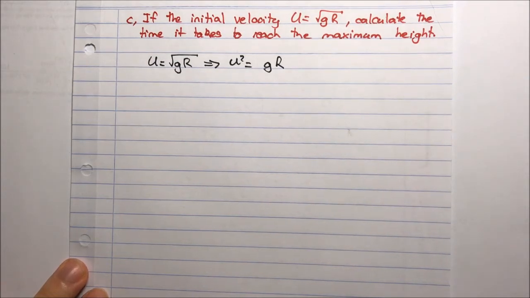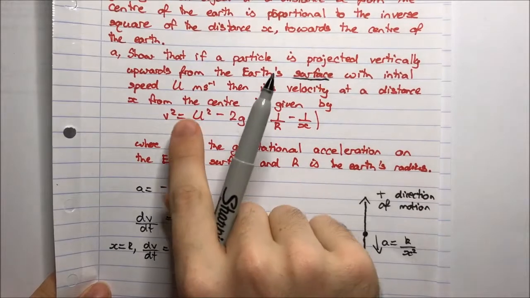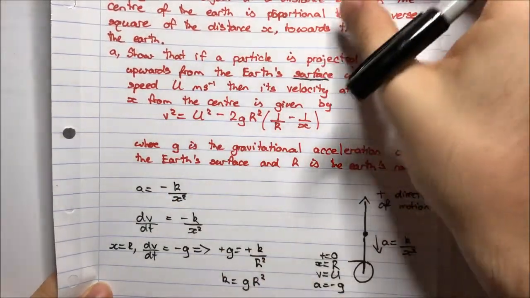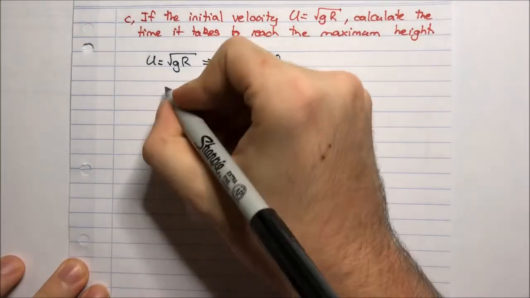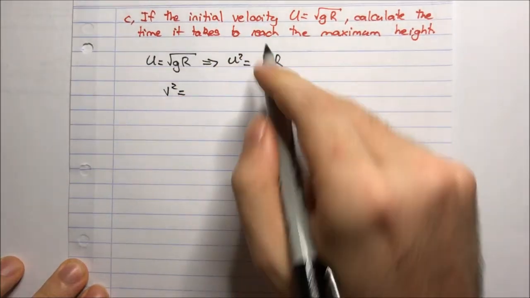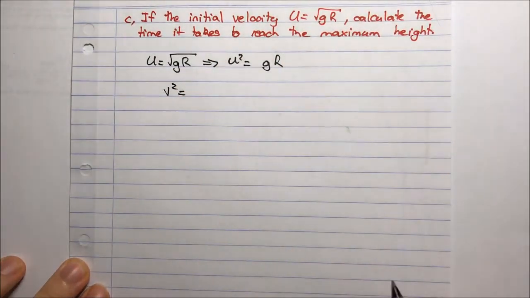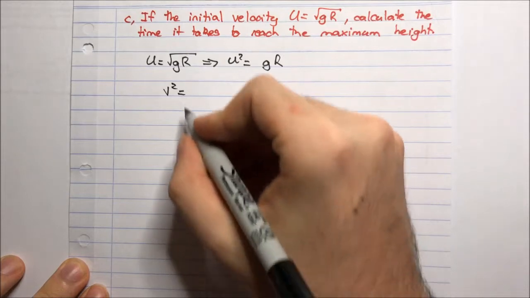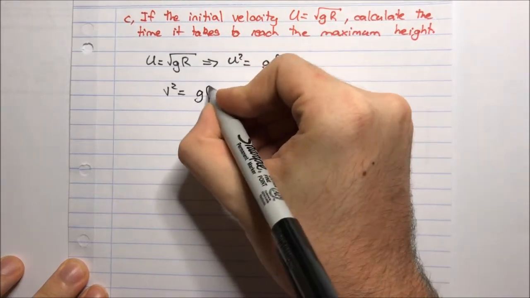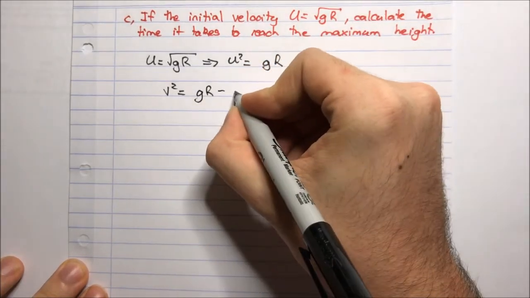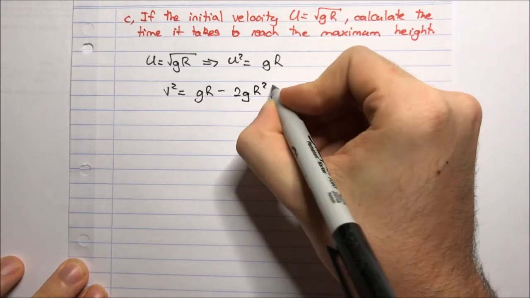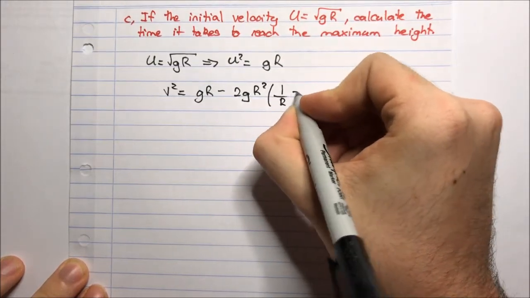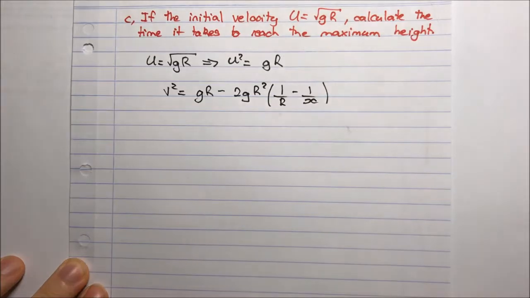Now I can substitute this u squared back into what I had from the first part of the question. So let's just find where I've placed that sheet. Here it is, and this is what part A told us. So our v squared, in the case where u equals the square root of gr, is going to be, well, it was u squared, so we now know that u squared is gr, minus 2gr squared, 1 on r, minus 1 on x.